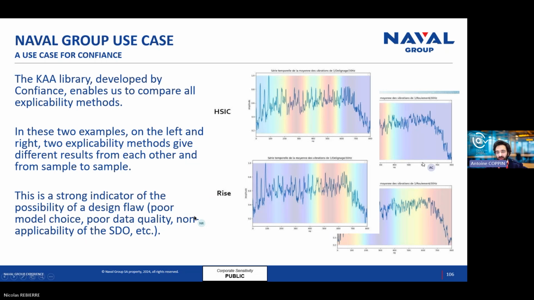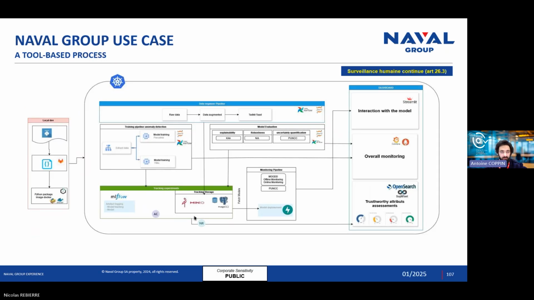You can see at the 2 seconds that the two explanatory methods contradict each other with this time series. So in these two examples on the left and right, the two explicability methods give different results from each other and from sample to sample. So this is a strong indicator of the possibility of a design flaw, like a poor model choice. You can switch to the next slide, Nicolas.